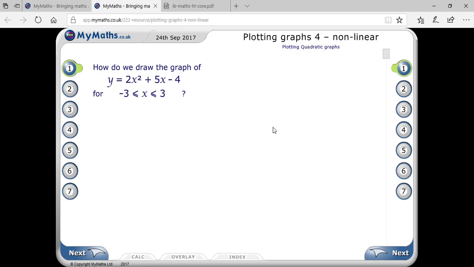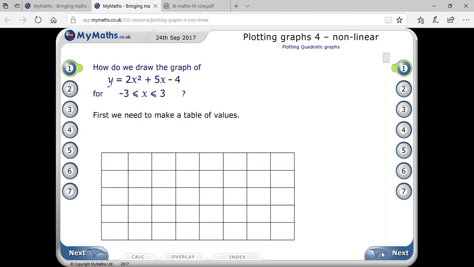That means you have to draw this graph on graph paper with limits minus 3 to 3 on the x-axis. Whatever range is given is with respect to the x-axis. So you have to draw the graph from minus 3 to 3. Understand?